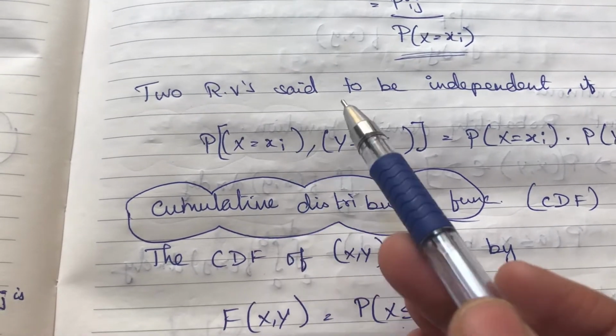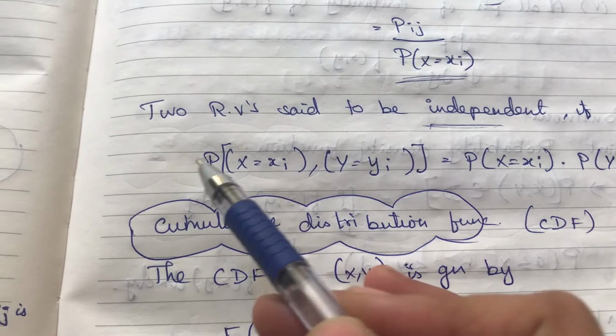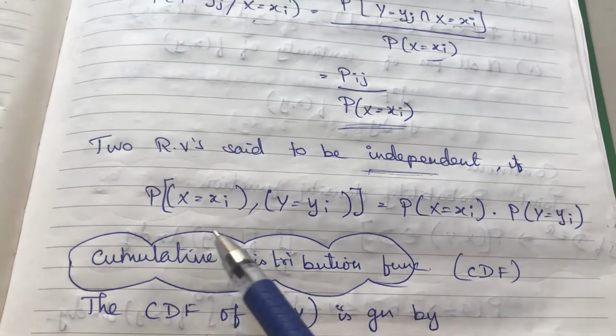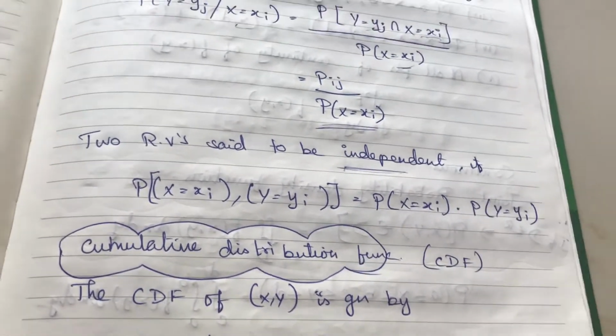Two random variables are said to be independent if we can write probability of x y equals probability of x into probability of y. So this is the thing here, which is in terms of discrete variables.